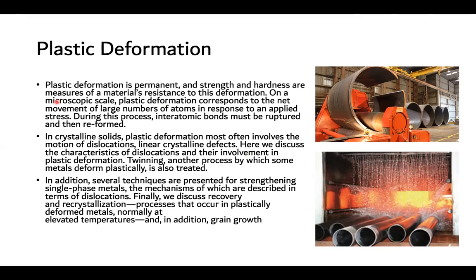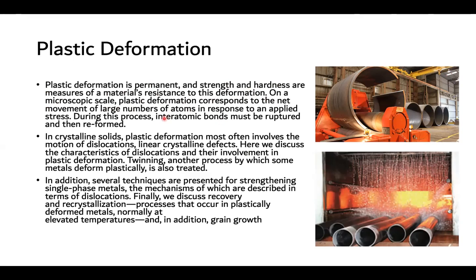Okay, so we know that plastic deformation is permanent, and strength and hardness are also measures of a material's resistance to this deformation. And then on a microscopic scale, plastic deformation corresponds to the net movement of large numbers of atoms in response to applied stress.